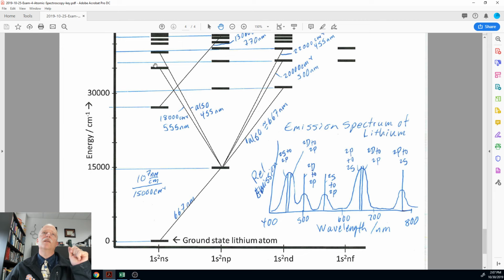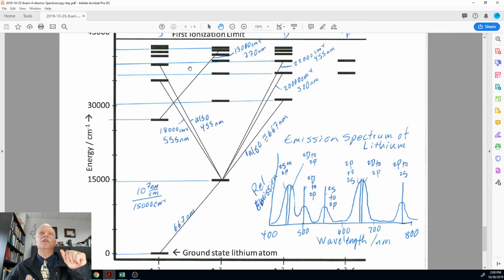This is a little higher. I've estimated 18,000, so that's 555 nanometers. This one is about the same as this one, so that's 22,000 wave numbers, so that's 455. This energy level seems to be between these two, and so I estimated that to be 20,000 wave numbers, which gives me 500 nanometers. And then up here, this difference is a little smaller than this 15,000 difference, and so I estimated 13,000 wave numbers. Again, this is an estimate, and that gives me 770 nanometers. So these are the locations of all 7 peaks.